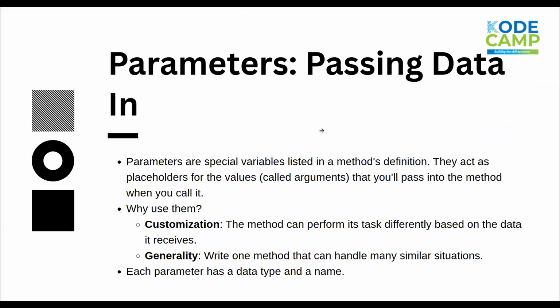Parameters: passing data in. Parameters are special variables listed in a method's definition. They act as placeholders for the values that you pass into the method. And there's a reason why we need parameters. Why do I need a parameter in my method? It can perform its task differently based on the data it receives. You can actually make it dynamic by using parameters.